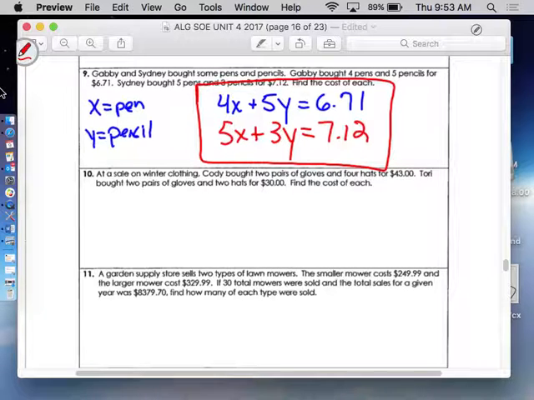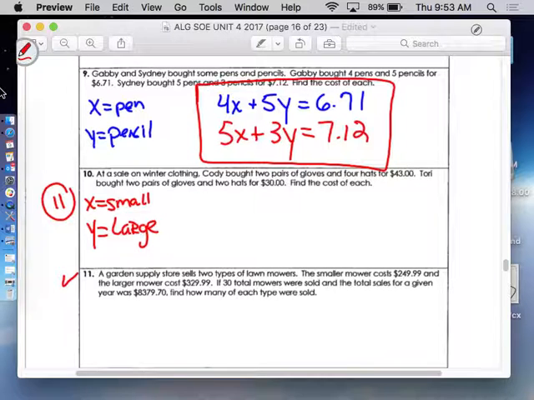Let's see, I have a garden supply store selling two types of lawnmowers. So I've got small and large. So this is going to be number 11. So if I say X is small, then Y is large. So read the problem to determine which two objects you're talking about. So the smaller mower, I'm given the cost of the larger mower, and let's see, if 30 total mowers were sold. Okay, so this one's slightly different.